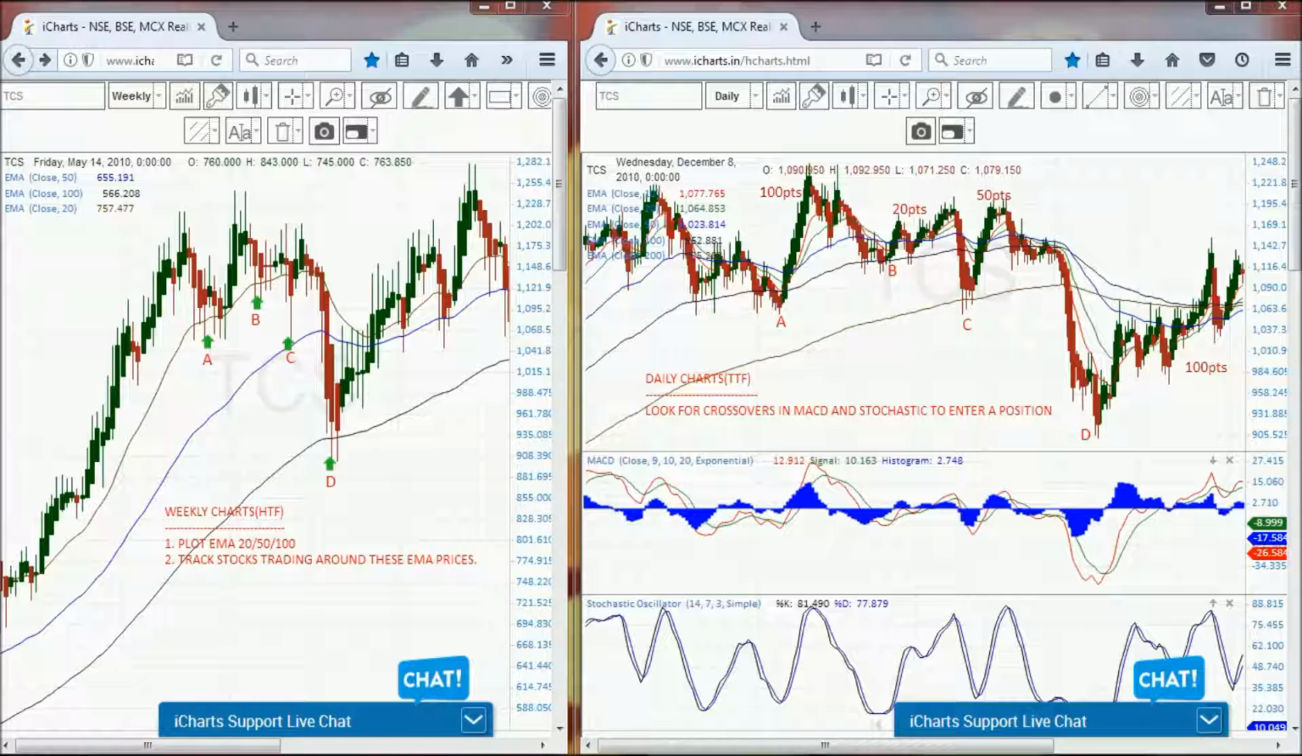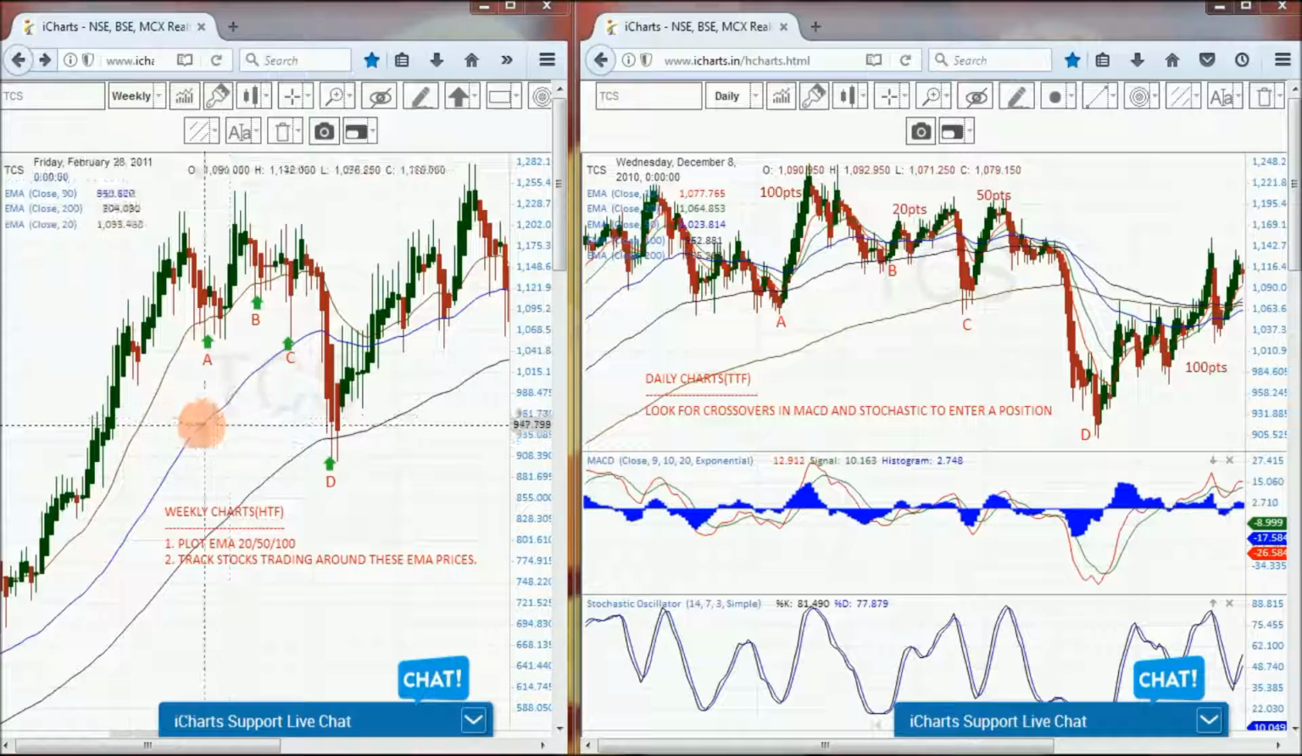I have opened up iCharts in two windows so that I can show you the two time frames at the same time. You are looking at the weekly chart of TCS on the left and the corresponding daily chart on the right. I have also marked out the points alphabetically to easily understand which entry I am talking about.